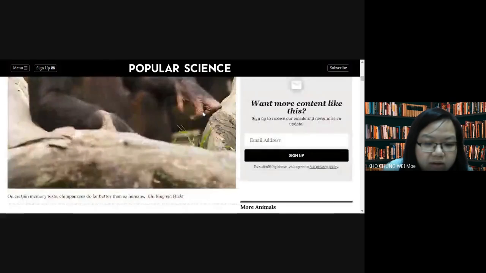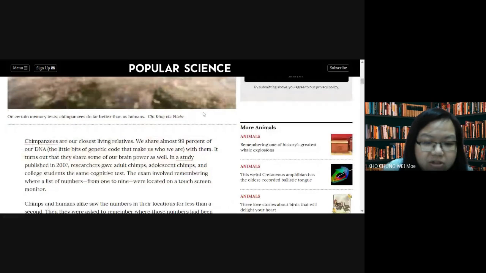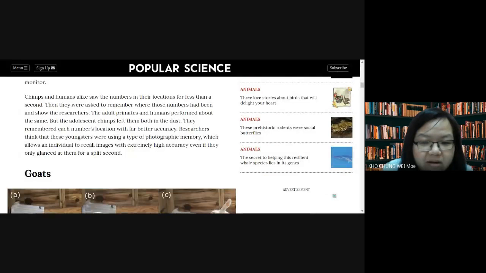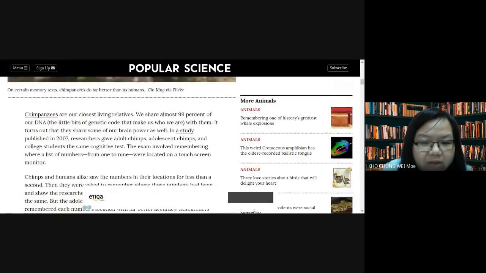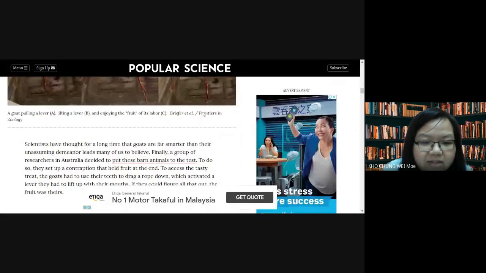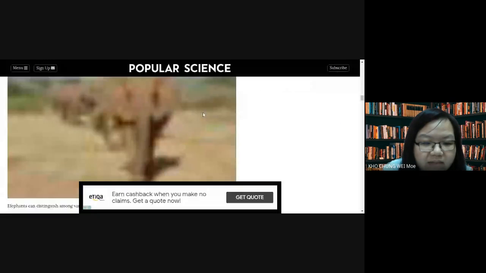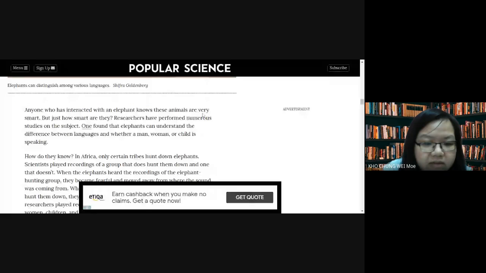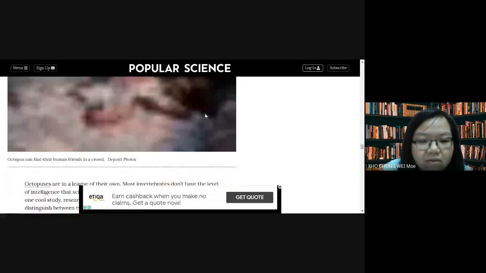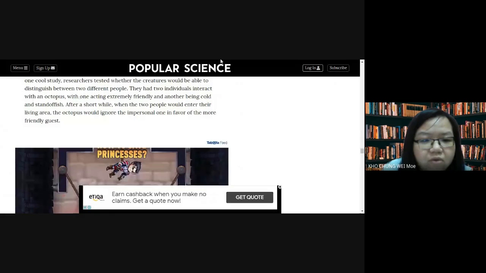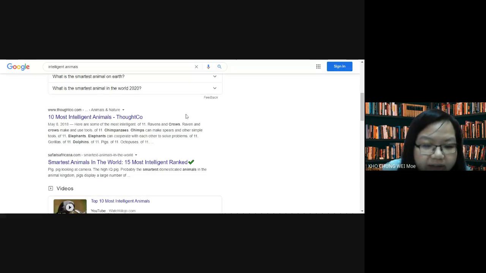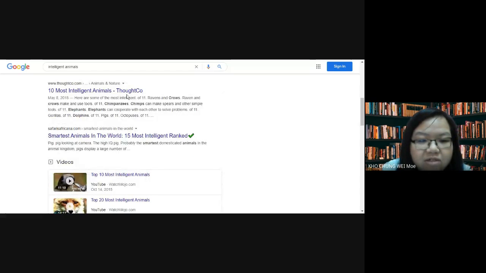You have chimpanzees. Actually, a lot of you have stories like this already. Remember at the beginning, when you activated your prior knowledge, some of you mentioned chimpanzees. How these are intelligent animals? Elephants. Dolphins. So you can read through the article. If you don't like this article, that's fine. You can read other articles like 10 most intelligent animals.